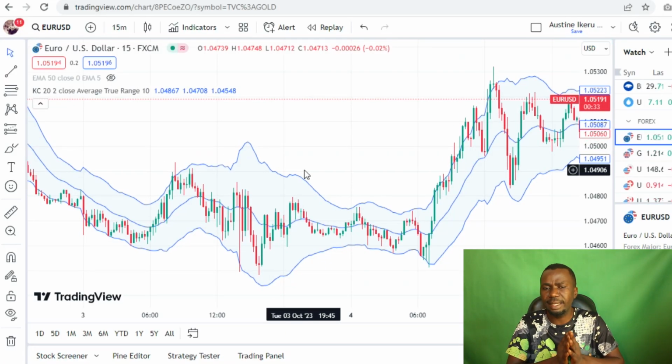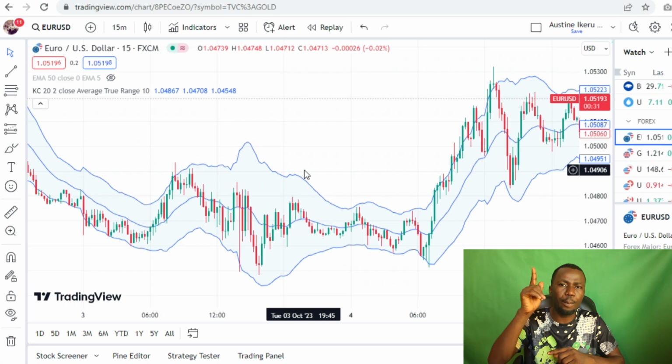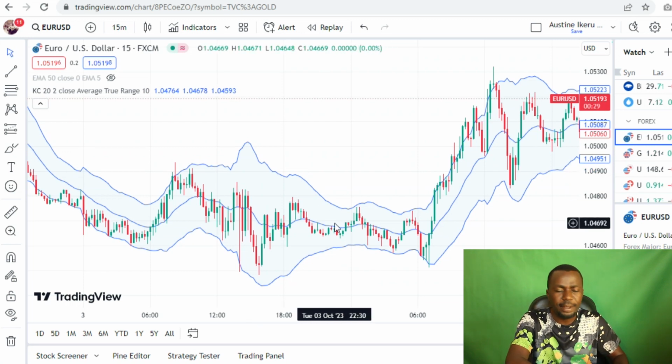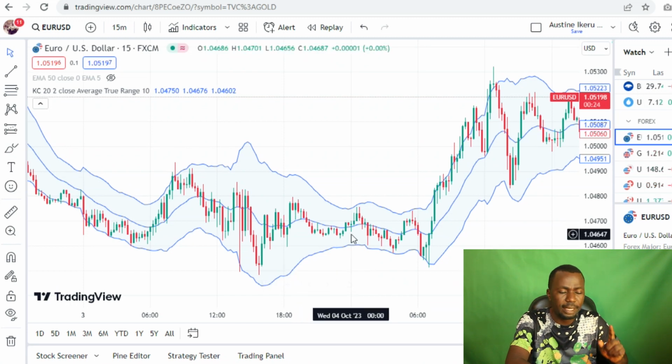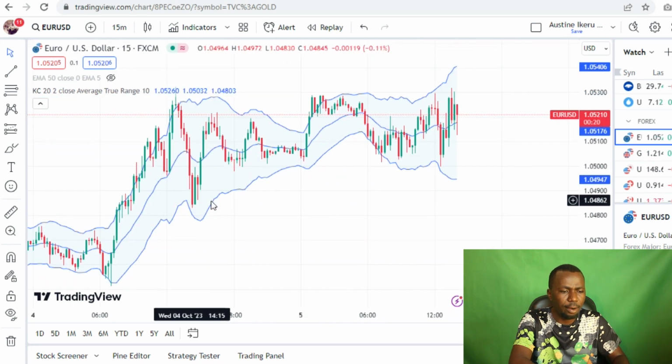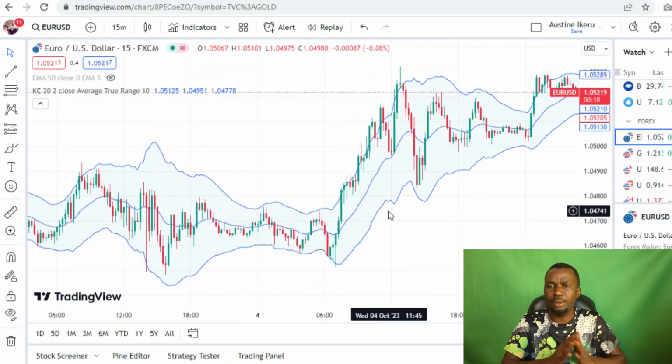If the price is in a range, you can make use of the upper band and the lower band. But if it's in an uptrend, you trade only in the direction of the up, and if it's a downtrend, you trade in the direction of the down. So that is how simple this strategy looks.